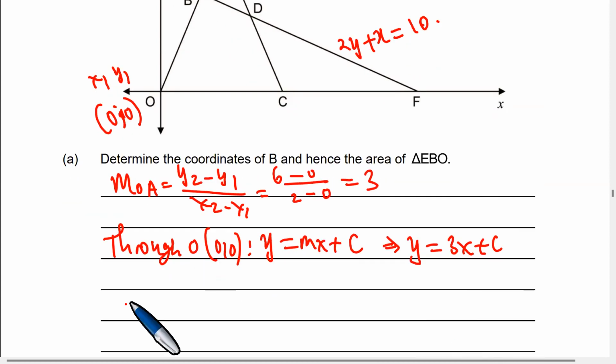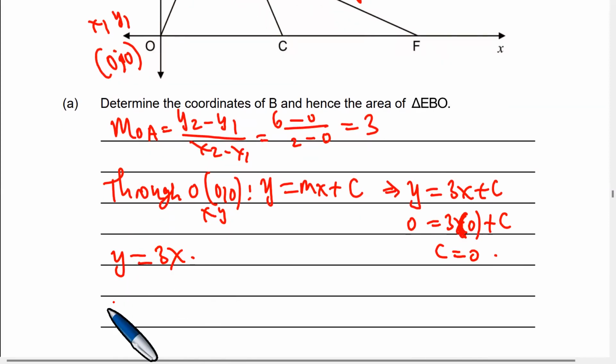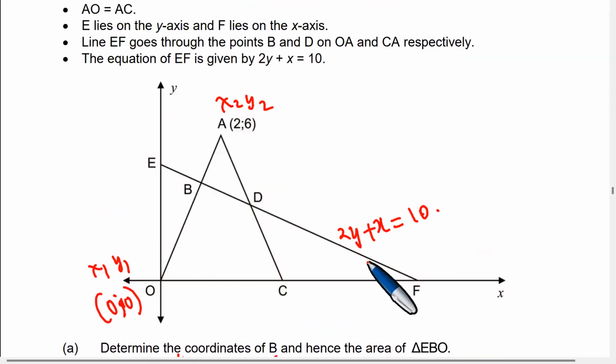If the line passes through the origin, then y is 0 and x is 0, so c is 0 and y is 3x. This is the equation of OA. So if you look at this diagram, the equation of OA is y equals 3x.